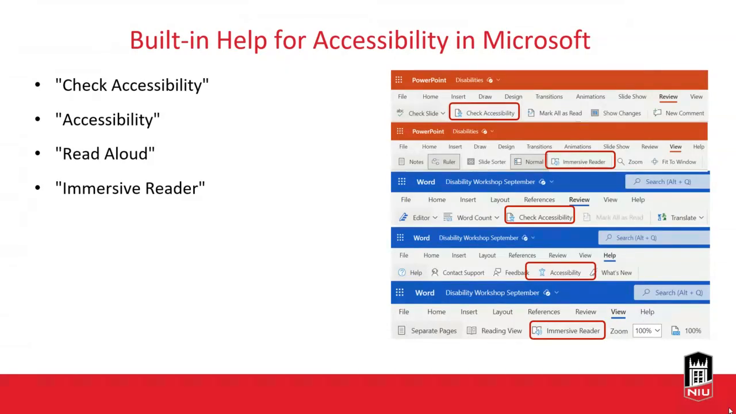And then there's these new check accessibility and accessibility buttons on Microsoft. It's there for PowerPoint and for Word. And essentially, it gives you feedback on whether something is accessible or not. Do you need to reformat this? And then they'll help you do that.